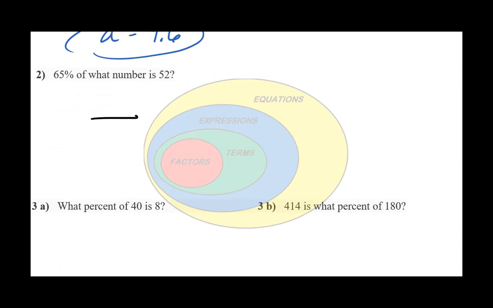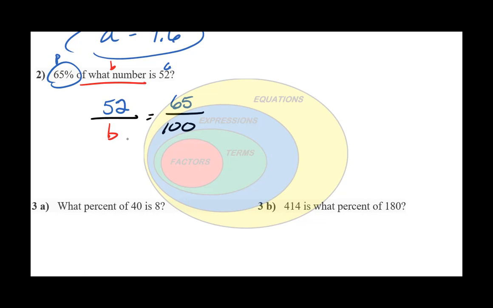So the next problem, we'll just translate this into a percent proportion. The percent, 65%, will replace that P with 65. Of what number is 52? So again, of what number is looking for the base in this case, and then is 52 would be A, 52.